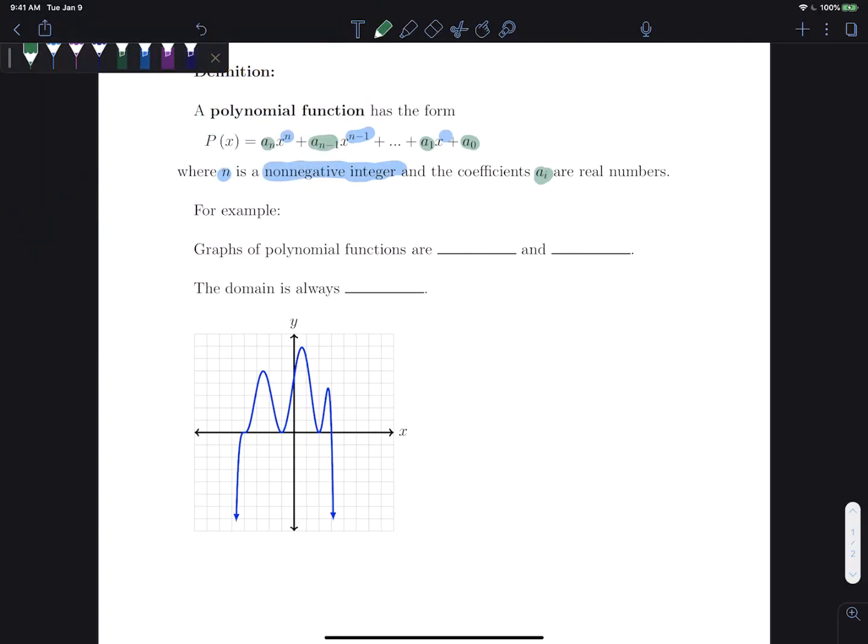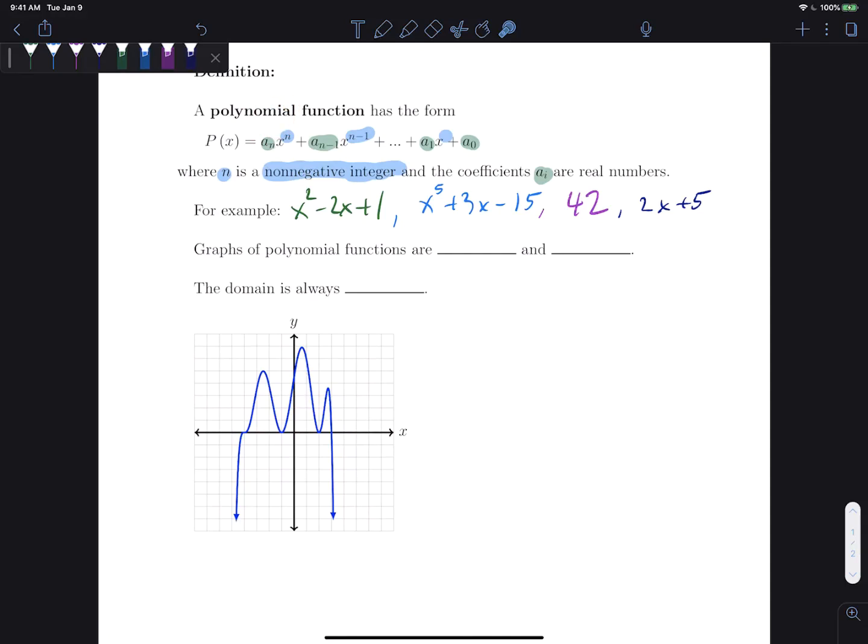So if we look at this, we have, let's just say, x squared minus 2x plus 1. This is a polynomial function. We could also have x to the 5th plus 3x minus 15. That's a polynomial function. 42. 42 is a polynomial function because it's just the constant term of the polynomial function. That's perfectly fine though. And something like 2x plus 5 is also one.